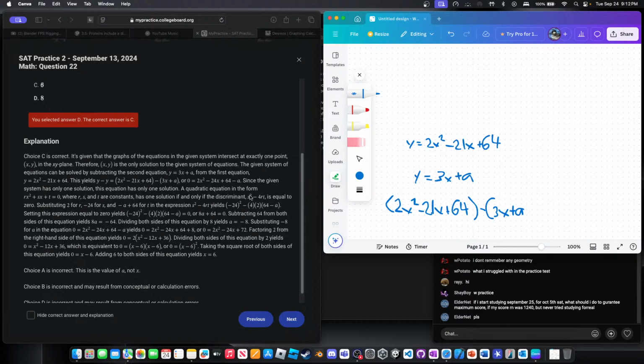Discriminant. s squared minus 4rt is equal to 0. 2 for r. Okay.